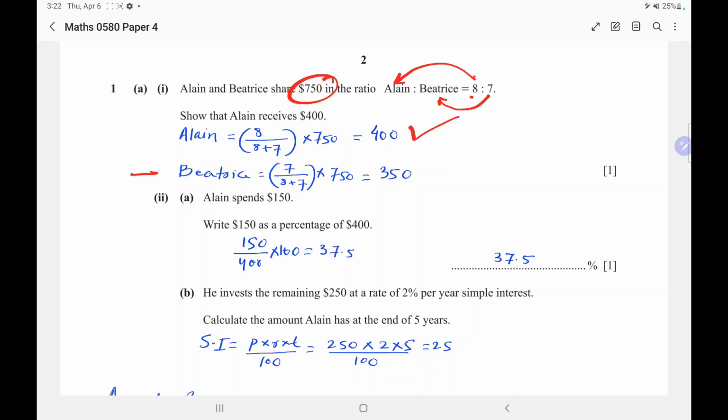Just for information, I explained how to find Beatrice's share. That is 7/(8 plus 7) times 750, that's 350. Now come to the second part that says Elaine spends $150. Write 150 as a percentage of 400. So 150 over 400 times 100. This calculation is 37.5. These are some easy problems.